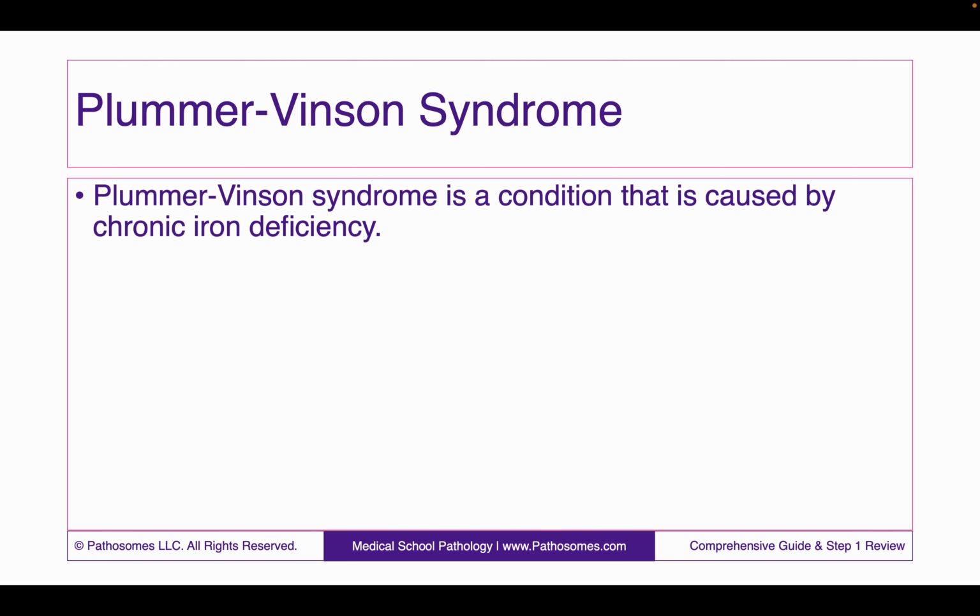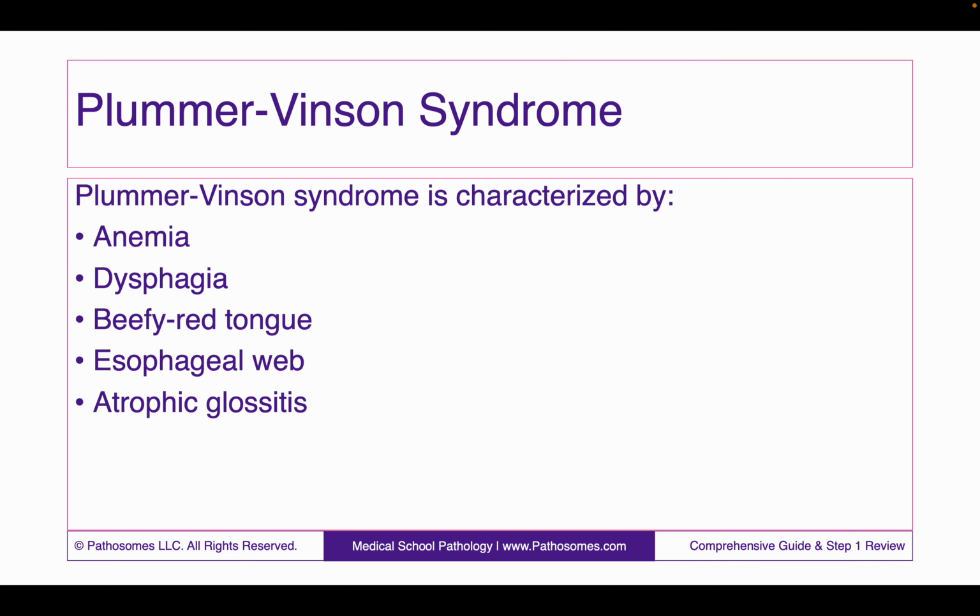Plummer-Vinson syndrome is a condition that is caused by chronic iron deficiency. Plummer-Vinson syndrome is characterized by anemia, dysphagia, beefy red tongue, esophageal web, atrophic glossitis.